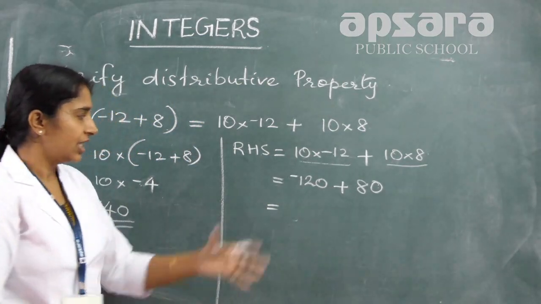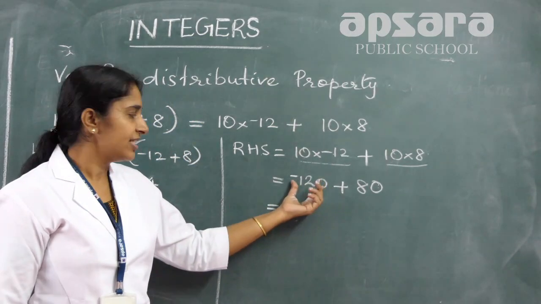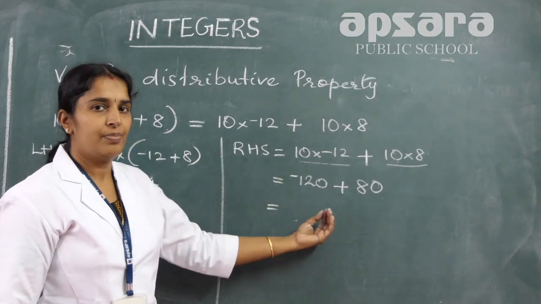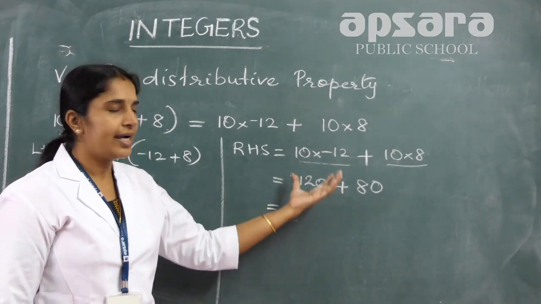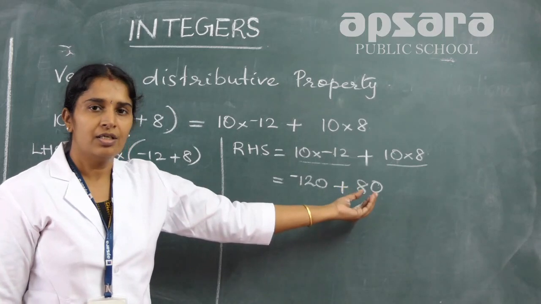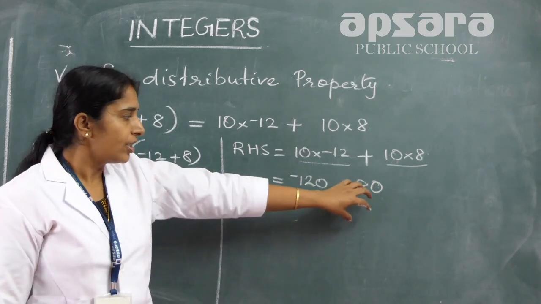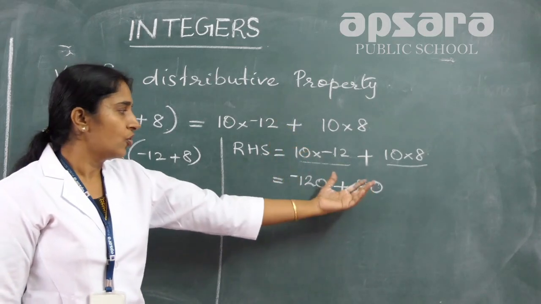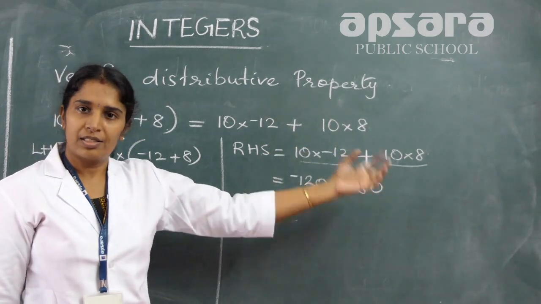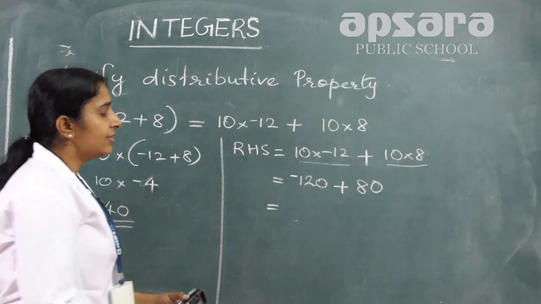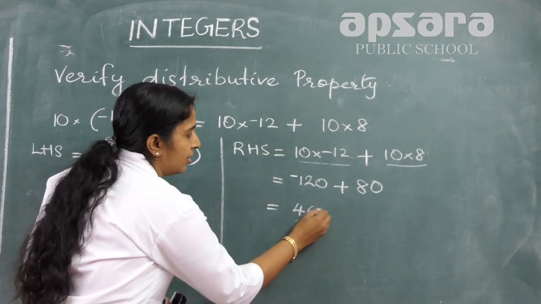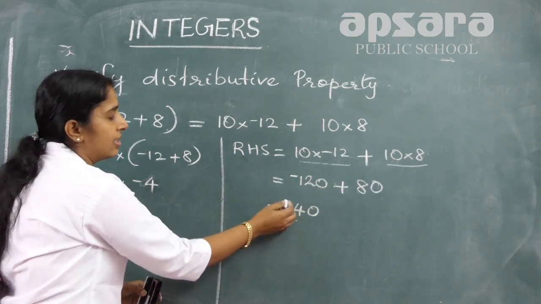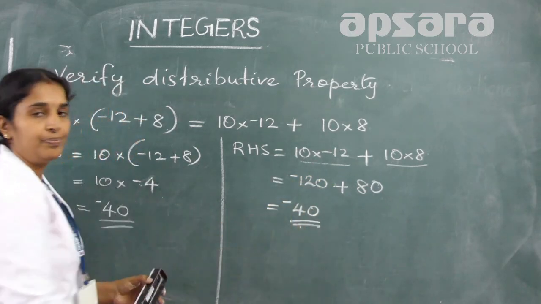Okay. Now again you are getting a negative integer plus a positive integer. So what will be the sum? In order to add a negative and a positive integer, you have to subtract the smallest integer from the biggest without considering the sign. Okay. So 120 minus 80 it is 40 and give the sign of the biggest number, which is 120. What is the sign? Minus. So minus 40 is the answer.